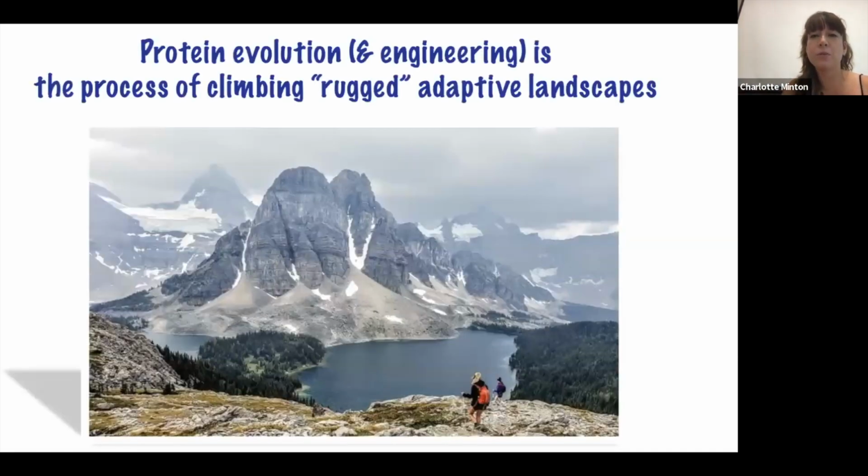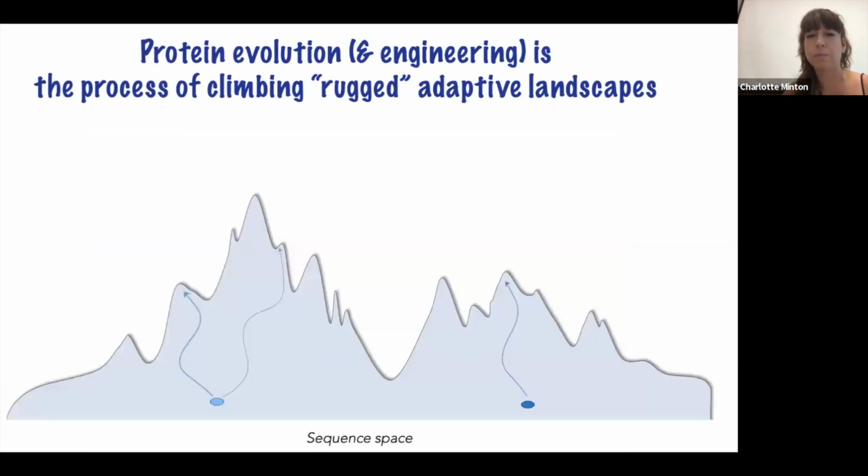Protein evolution and engineering is the process of climbing a fitness landscape. Here in British Columbia, we love to use mountains to depict this phenomenon. But the idea is that as you accumulate mutations, you're going to climb and increase the function. If we translate this to a 2D format, a little easier to comprehend, we have our starting point at the bottom, and we want to climb to the highest fitness peak.